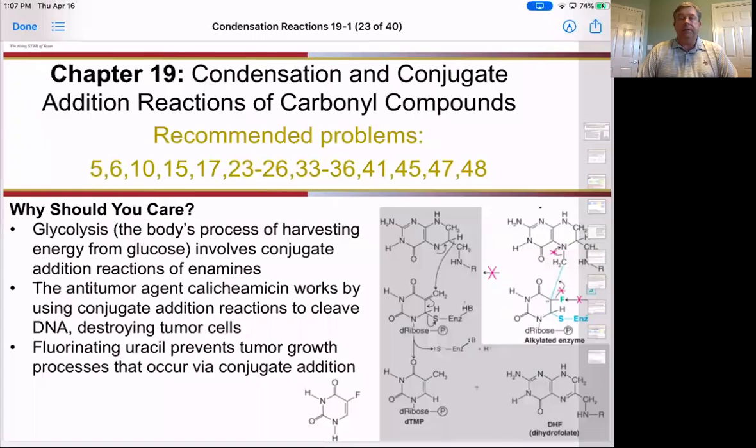Hello, Bobcats. This is Chemistry 2342, and we're going to start Chapter 19, Condensation and Conjugate Addition Reactions. This is a continuation of Chapter 18, which involved enolates, and we're going to look at some additional reactions we can do on these.